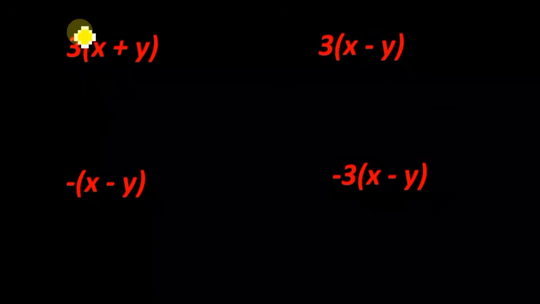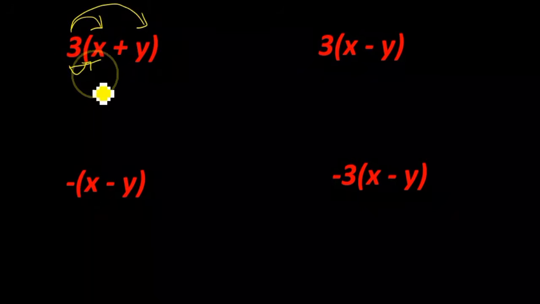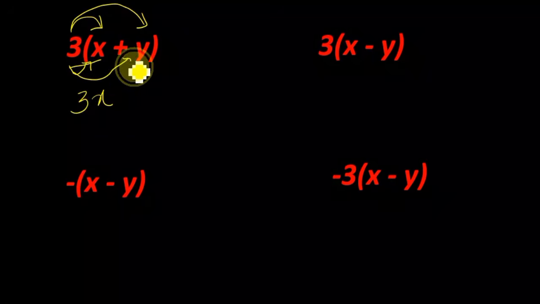Now this 3 will multiply with both values, with x and with y. When we multiply 3 with x, it will multiply with the coefficient of the variable. 3 ones are 3. Your answer is 3x. Similarly, 3 will multiply with this value, that is 3 ones are 3 and y.